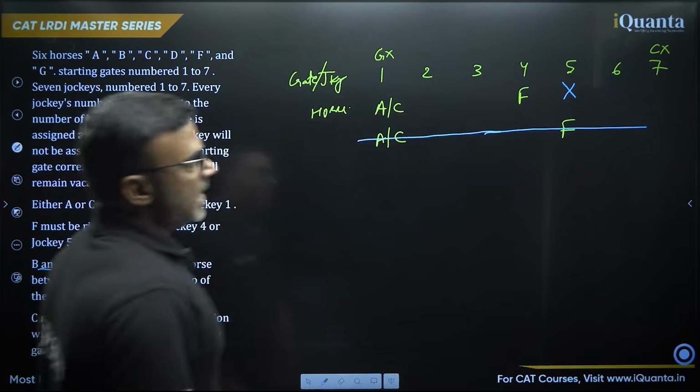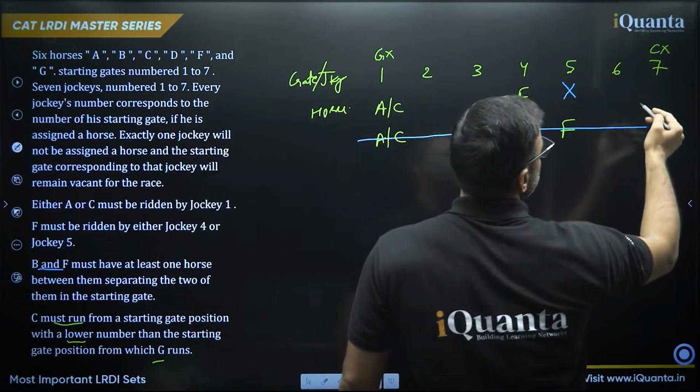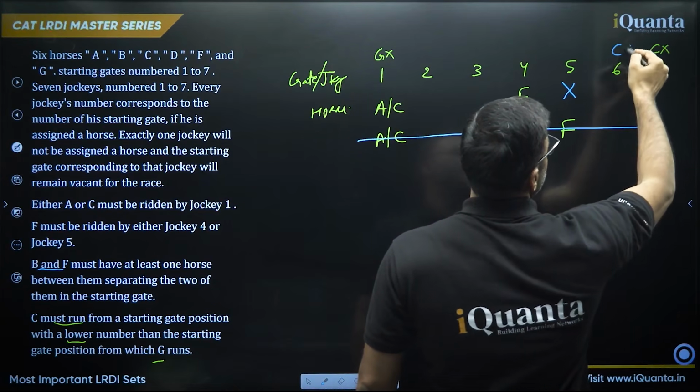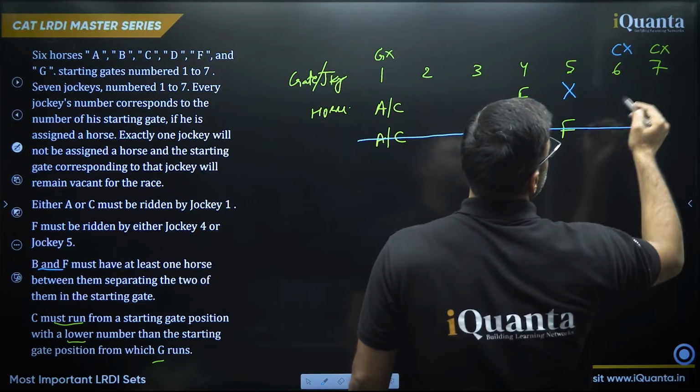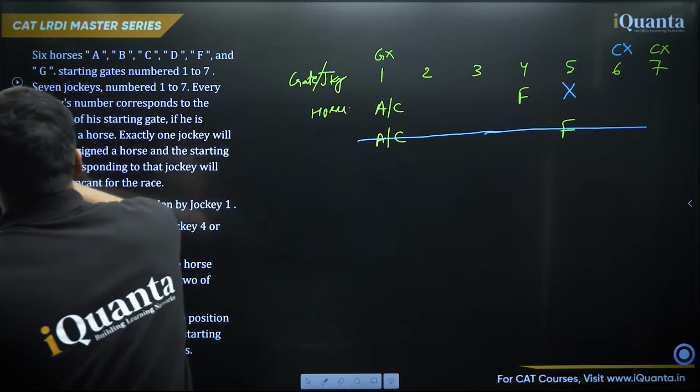Now C cannot be at this place, because if I put C at this place, then G, oh, that's possible. I'm sorry. That's possible. Wait.